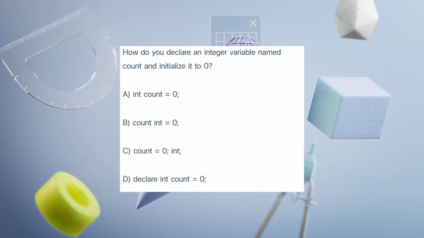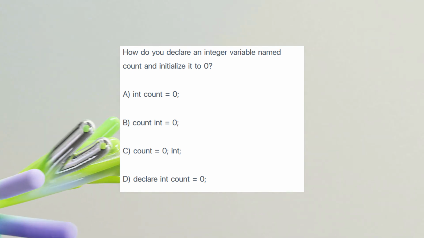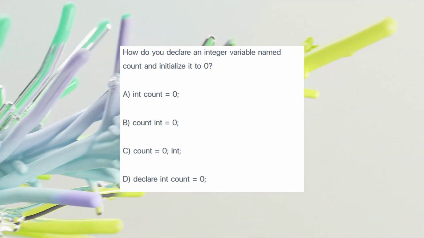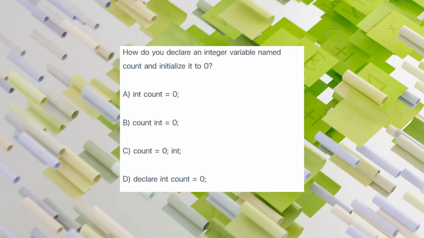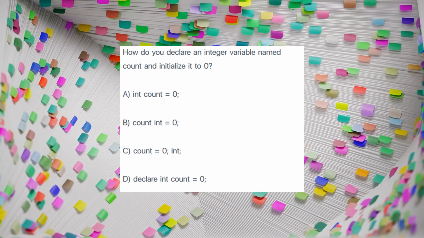How do you declare an integer variable named count and initialize it to 0? A, B, C, or D? The correct answer is A.